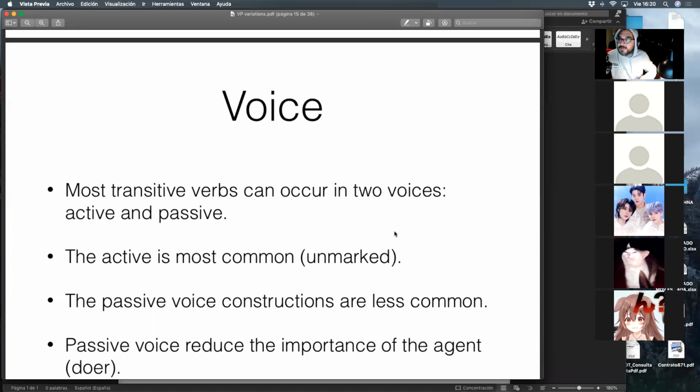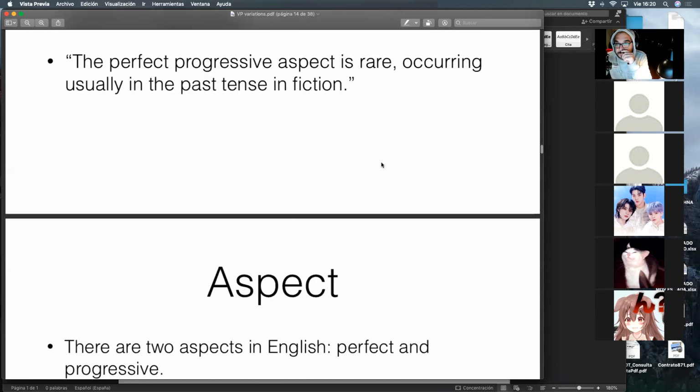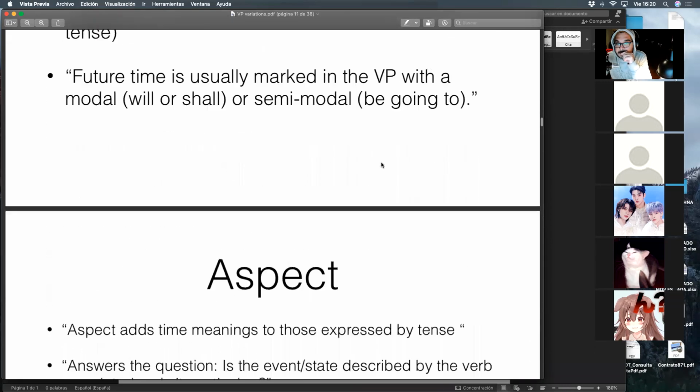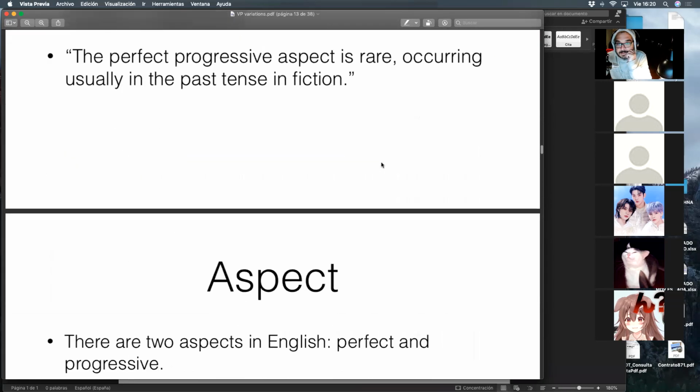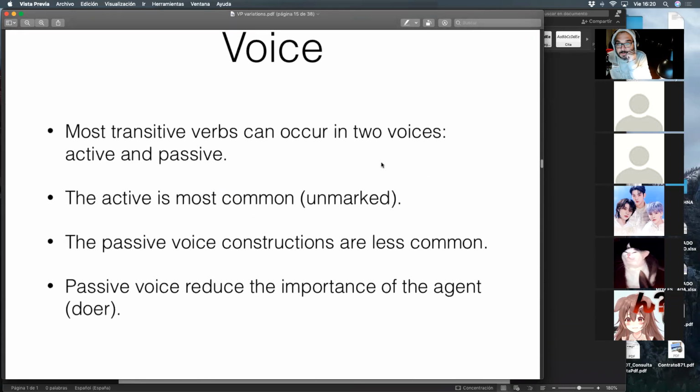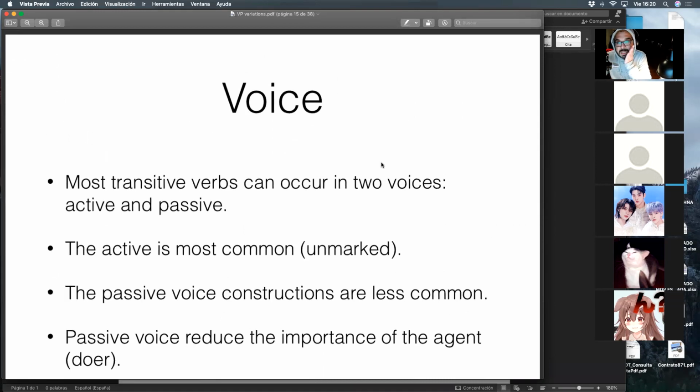Estamos revisando variations in the verb phrases. Y ayer, estoy haciendo el resumen de ayer. Ayer revisamos la idea de tense, la idea de aspect. ¿Sí? Entonces hoy día continuamos con lo que queda, que sería voice, modality y finiteness, non-finiteness.